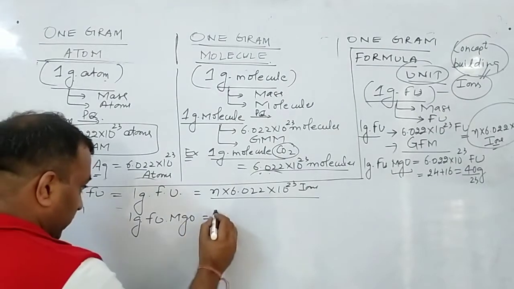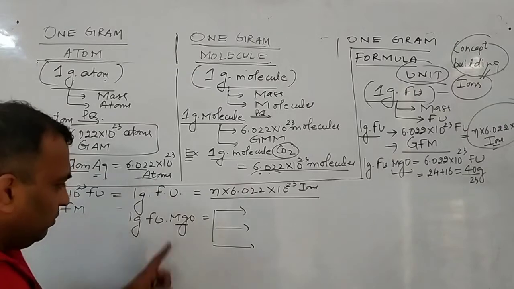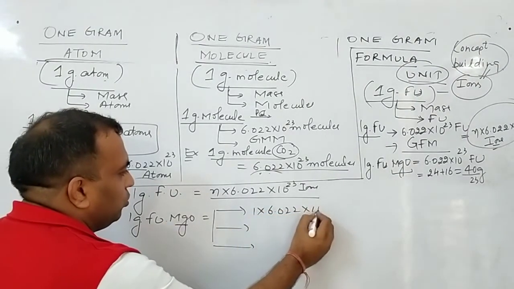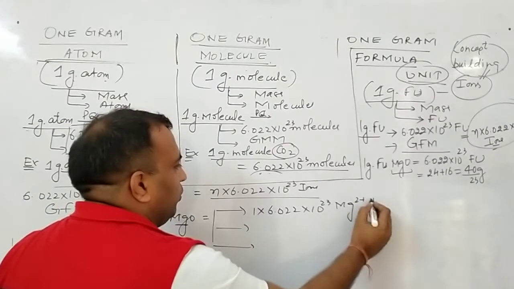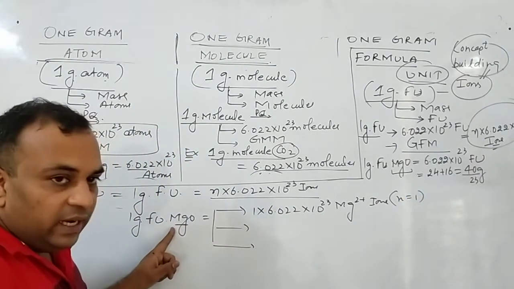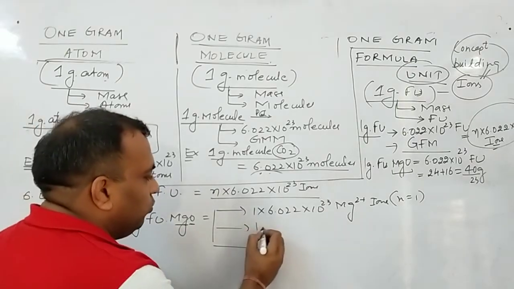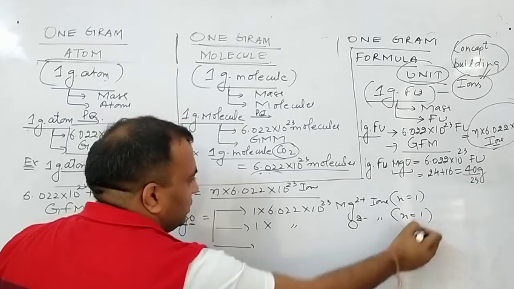Now I write 3 and make 3 lines. See the number of magnesium, only 1. So 1 × 6.022 × 10^23 Mg2+ ions. Here the n is 1. Individually we have found out, not collectively. Similarly, 1 oxygen, so 1 × the same, O2- ions. Here the n is 1.